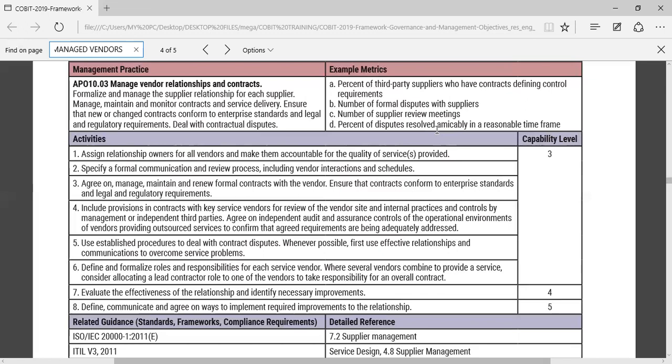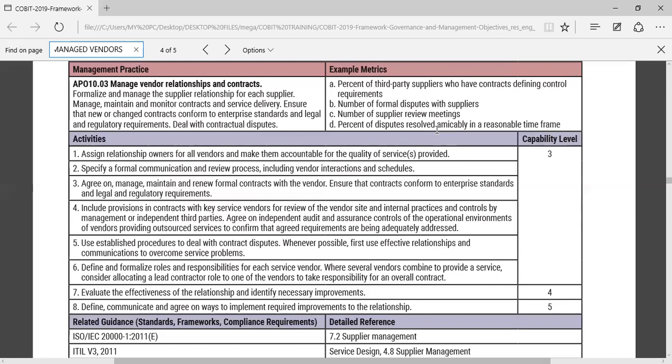So we have to agree on independent audit and assurance controls of the operational environments of vendors providing our services to confirm that agreed requirements are being adequately addressed. Number 5, use established procedures to deal with contract disputes. So we need to have a clause in the vendor contracts that address how we are going to manage disputes, because definitely disputes are going to come up.